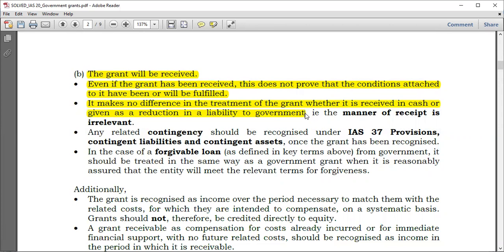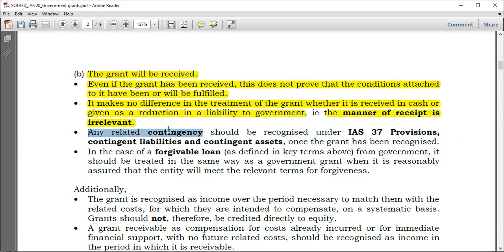So that doesn't matter. It makes no difference in the treatment of the grant. It will be treated the same way. That's why I say the manner of receipt is irrelevant. It doesn't matter how you are going to receive that.